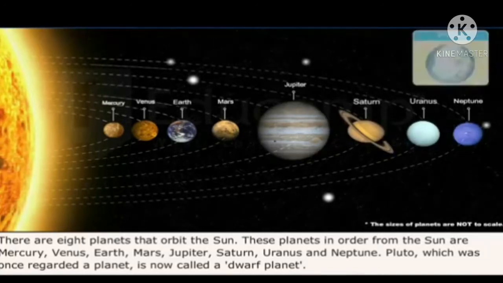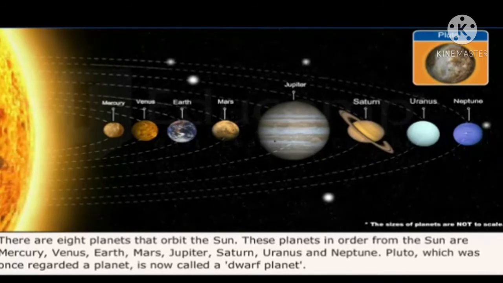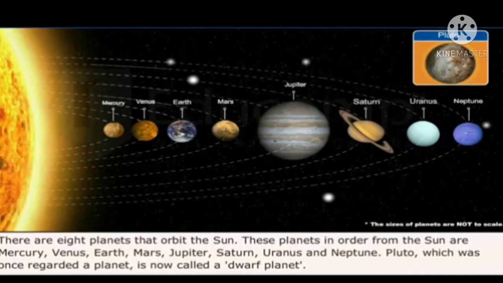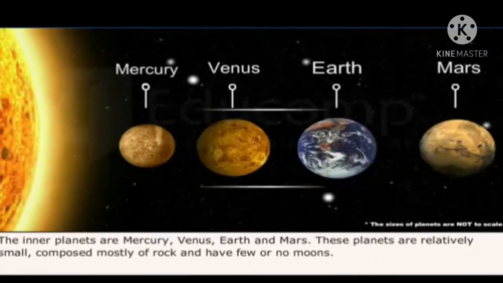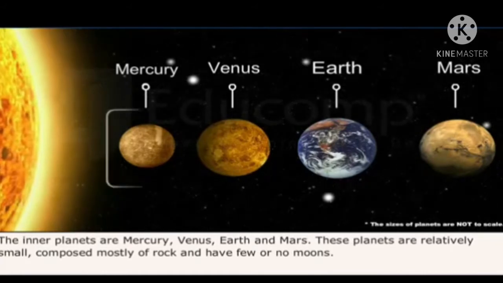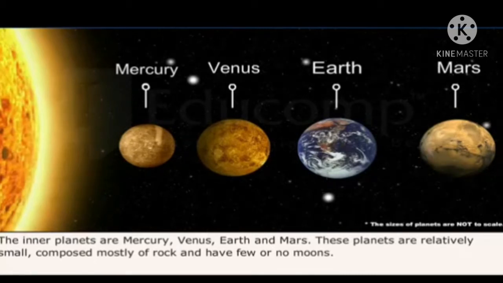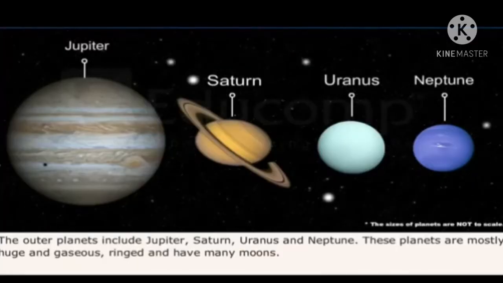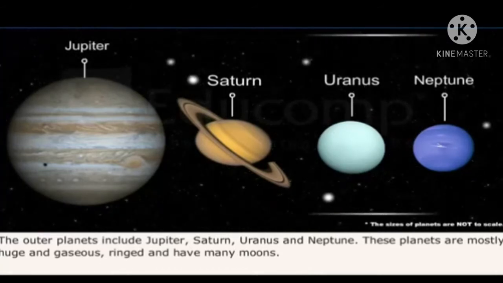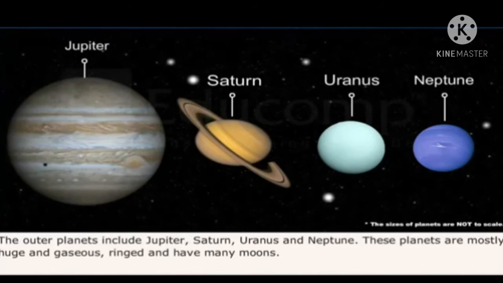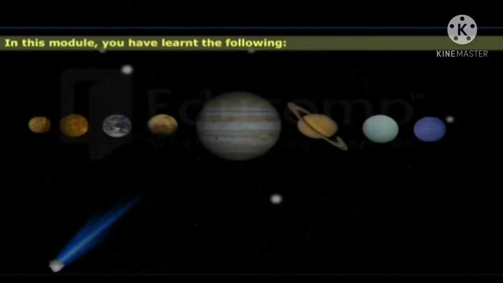These planets are in order from the sun. You have Mercury, Venus, Earth, Mars, Jupiter, Saturn, Uranus, and Neptune. Pluto, it's a dwarf planet. Okay, so you have the inner planets and you have the outer planets. So these planets are relatively small, especially Mercury, Venus, Earth, and Mars. Then the outer planets include Jupiter, Saturn, Uranus, and Neptune. These planets are mostly huge and gaseous, okay, ringed and orbital.